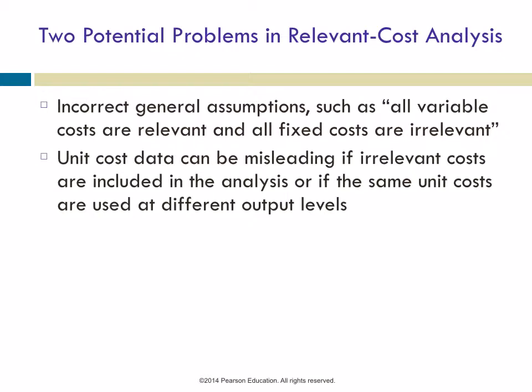Also, looking at unit costs can be misleading if that's the analysis that you're doing, because you don't know unless you drill down and see what all is going into that unit cost. You have to determine whether, when you compare the unit cost of alternative 1 and the unit cost of alternative 2, you are including any non-relevant costs into that unit cost that are going to skew your analysis.